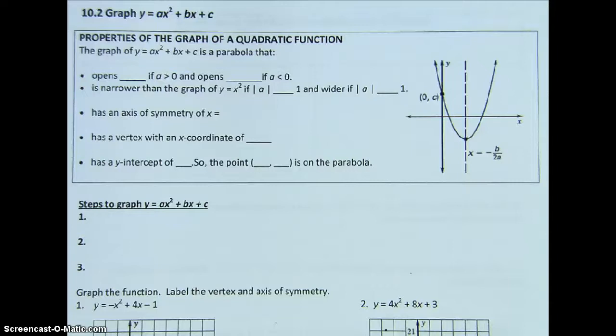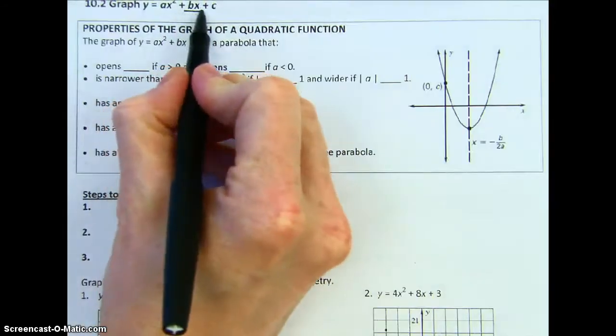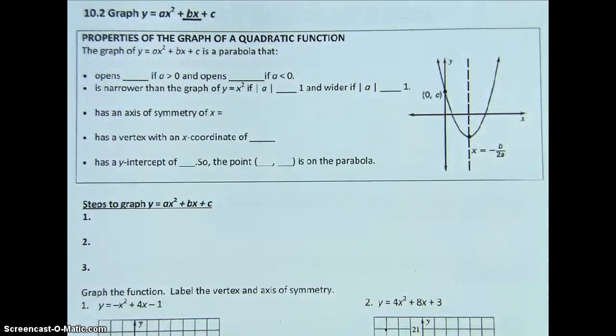In this lesson, we are going to do 10.2, graphing y equals ax squared plus bx plus c. If you'll notice in the title of your notes, there is now the bx. Yesterday's lesson 10.1, the bx was not there, and we looked to see how the a stretched, shrunk, or reflected the parabola, and how the c translated the parabola up or down. So today we're going to put everything together and we're going to see the properties of the quadratic function.